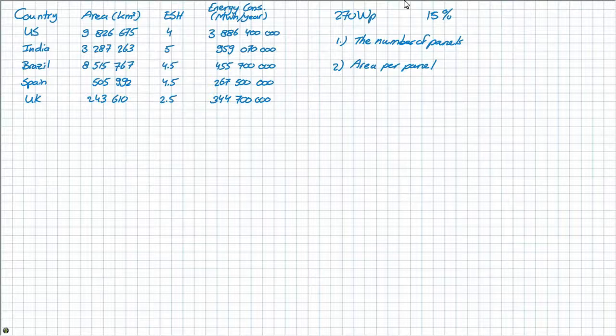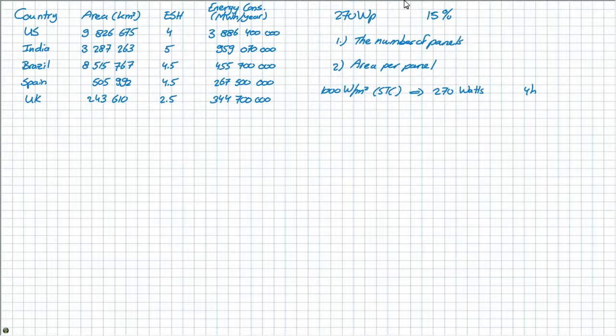To calculate the number of panels needed, we need to know the yearly energy output per panel first. We know that each panel is 217 watt peaks and that it has an efficiency of 15%. The watt peak means that if the panel is irradiated by 1000 watts per square meters, this is STC, standard testing conditions, it would generate an output of 217 watts. Now in the US, we have 4 hours of 1000 watts per square meters per day.